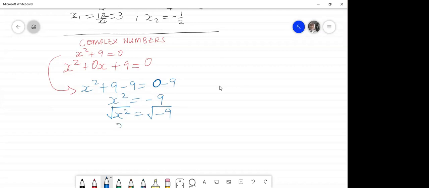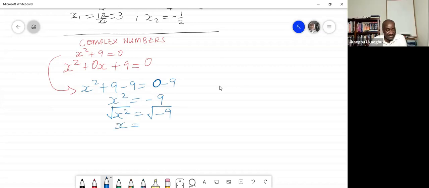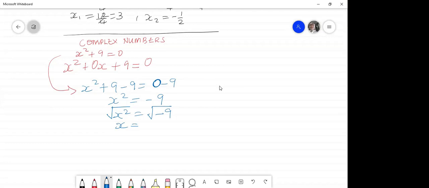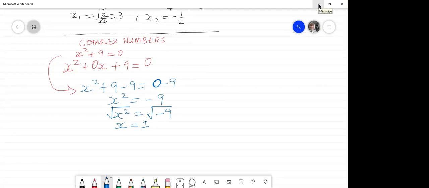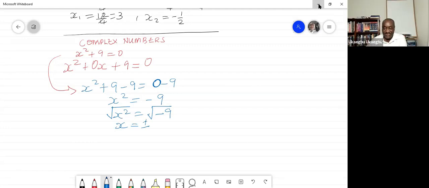X. And then how about the right side? 9. No, wait. Is 3 square root and an imaginary number? I don't know. Plus or minus? Okay, so now look, use your calculator. You can use your cell phone calculator. Is it 3i? Oh yeah. I didn't say Google it. I said use your cell phone calculator. What did it give you?